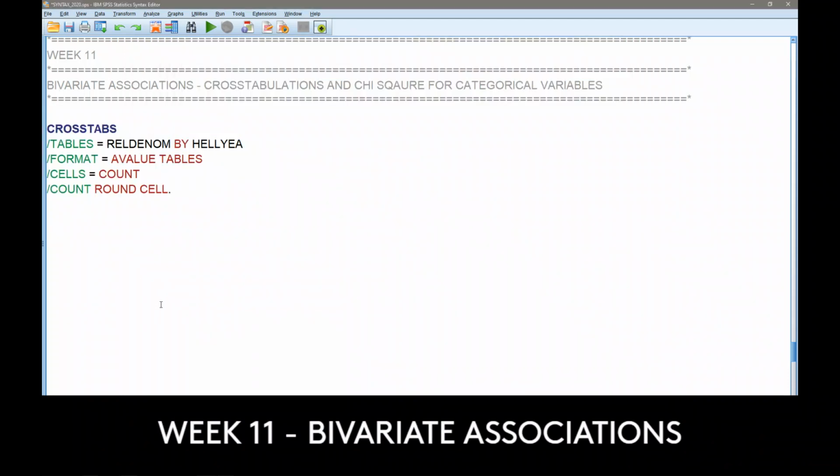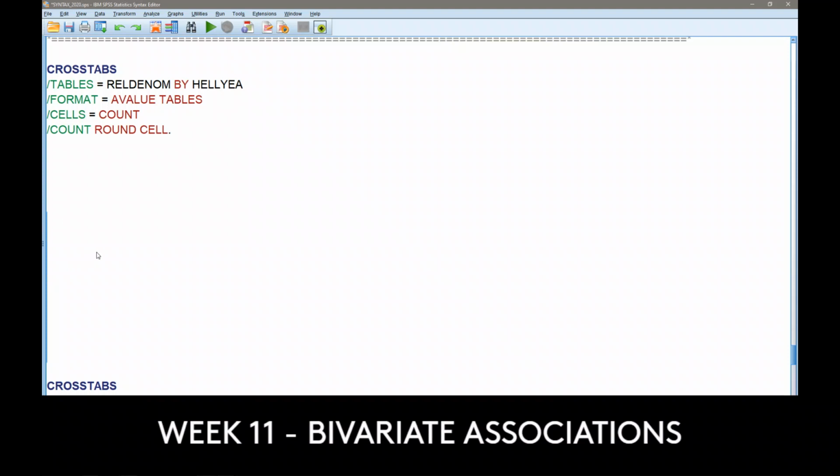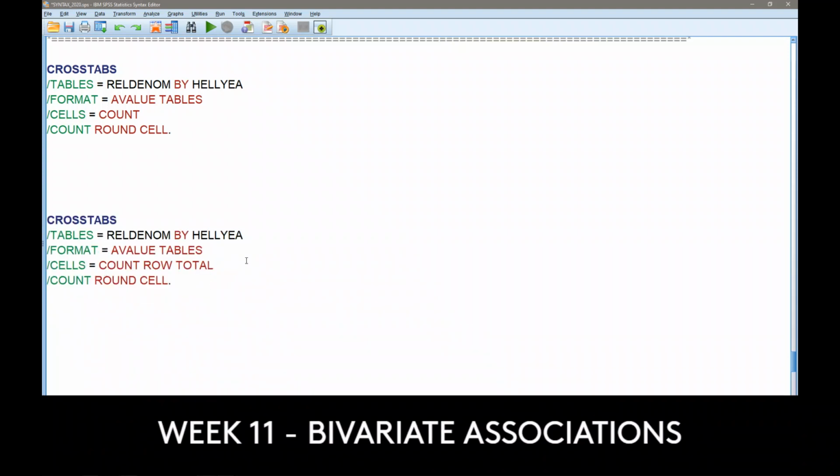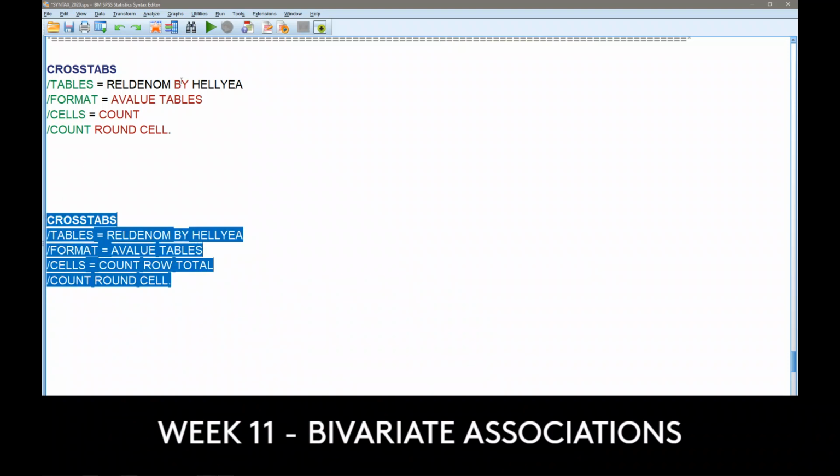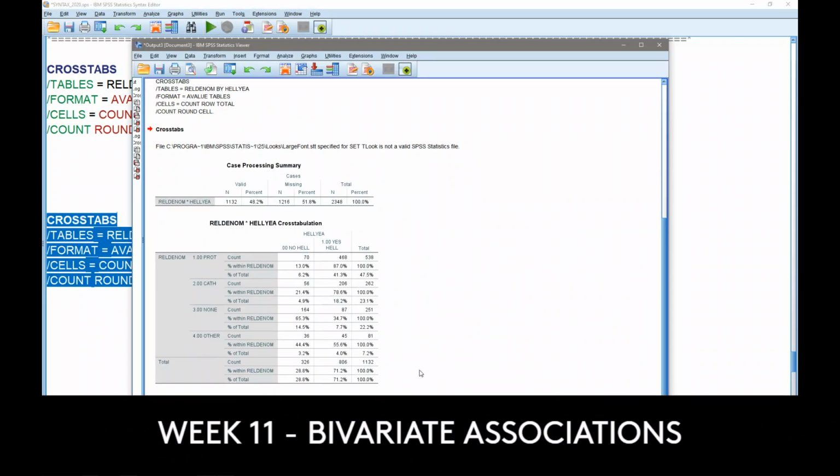Now, if we want to produce more descriptives, you can use the same code and just add row and total to the cells line. What this is going to do is give you a more intricate output that breaks down the percentage within denomination and the percent of the total. And it calculates the total percentages in the columns and then in the rows.